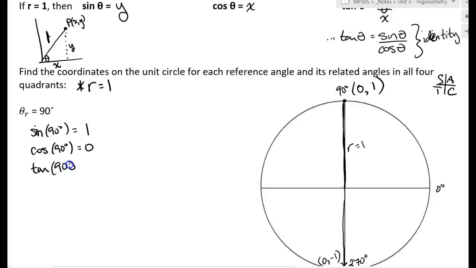And tangent of 90 degrees is going to be sine divided by cosine. And are you allowed to divide by 0? No. So this is actually not possible.